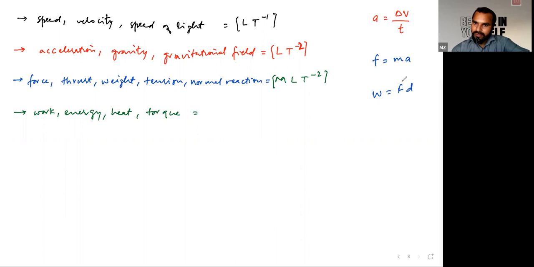So we have the dimension formula for force as this, MLT^-2, and the dimension formula for displacement. Just put their dimensions and try to simplify them. You would be able to calculate the dimension formula for work done. So it is ML^2T^-2. Good.